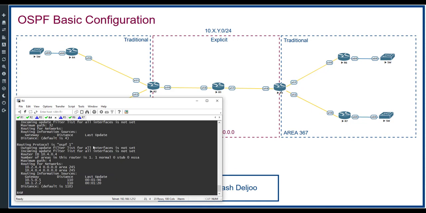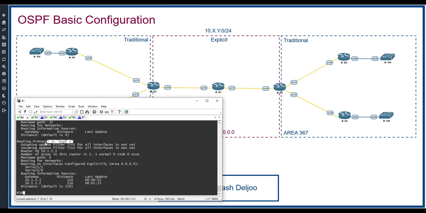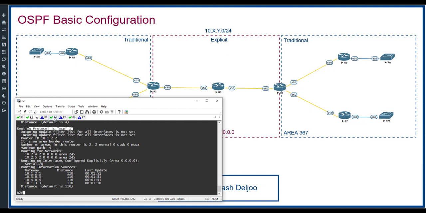Now we can compare these three results with each other. In router 1, router 2 and router 4, we have used show ip protocols. In router 1, as you can see, routing protocol is OSPF 1. Also we have the same statement in router 2, and also in router 4.